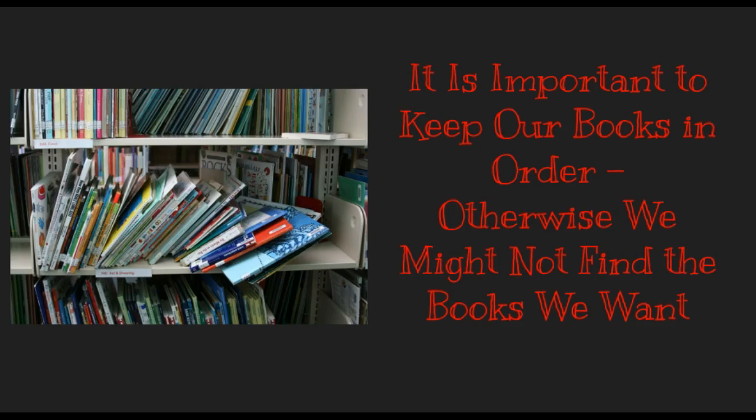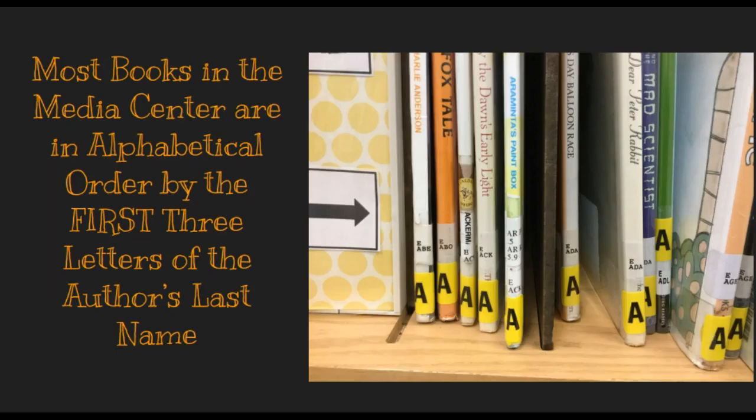Now let's talk about how we keep books in order. Most of the books that we have in the Media Center are in alphabetical order by the author's last name. If you look closely at these spine labels, which are the book's addresses, they are the first 3 letters of the author's last name. We just put them in alphabetical order.